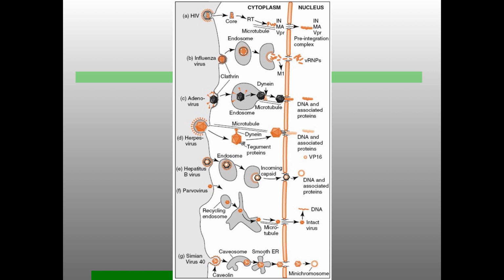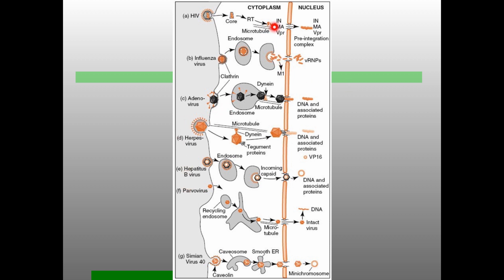This was one of the figures from that part of the entry chapter, basically just showing that you've got lots of different ones. And then when we talk about, for instance, HIV, it fuses at the membrane. This core is released. That needs to get in the nucleus. Flu comes into endosomes. Adenovirus comes into endosomes. Hepatitis B comes into endosomes. Parvovirus comes into endosomes. Should kind of sound like a broken record now.